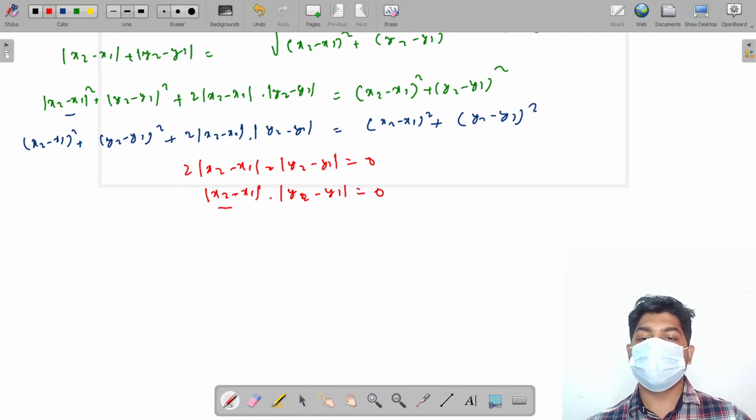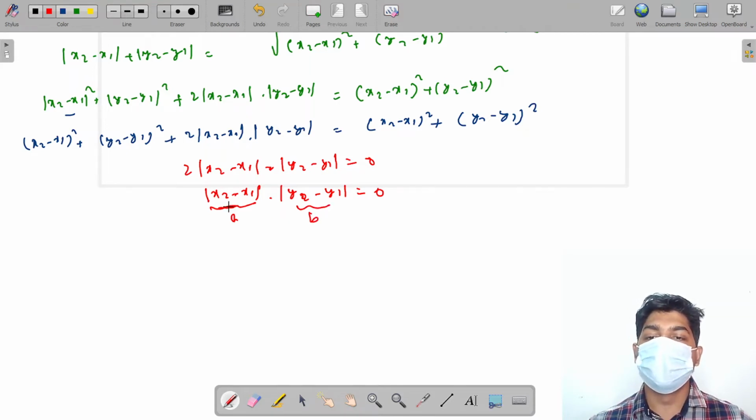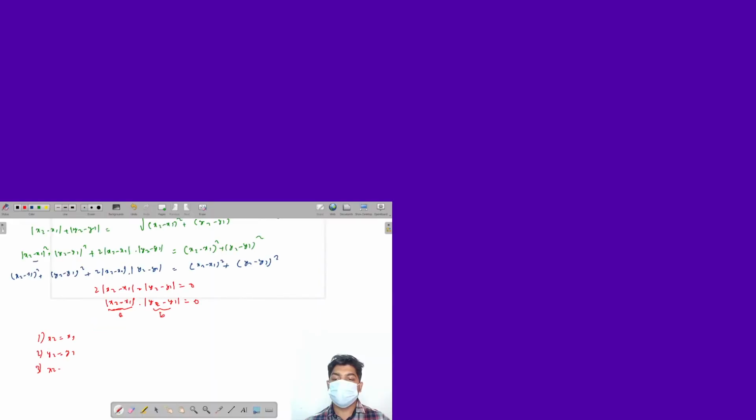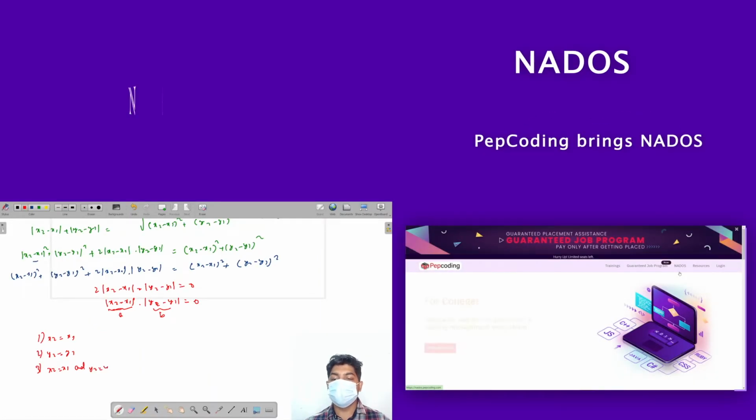Let's suppose this is a and this is b. So either a is 0, or b is 0, or both are 0. In these three conditions we will get a product of 0. If a is 0, the condition will be x2 equals x1. If b is 0, then y2 equals y1. And if both a and b are 0, then x2 equals x1 and y2 equals y1.